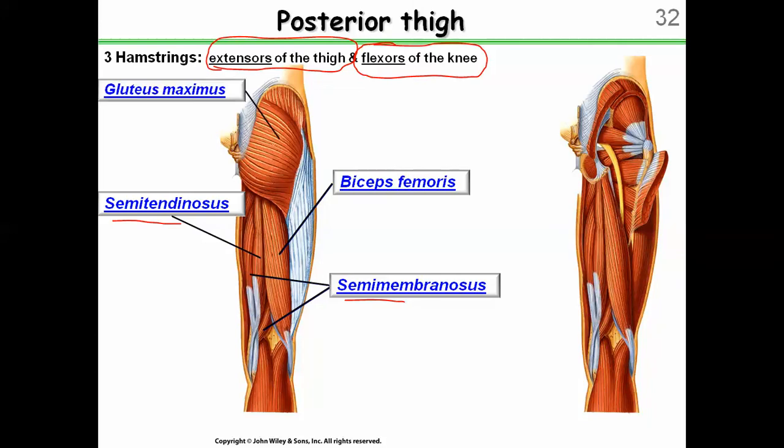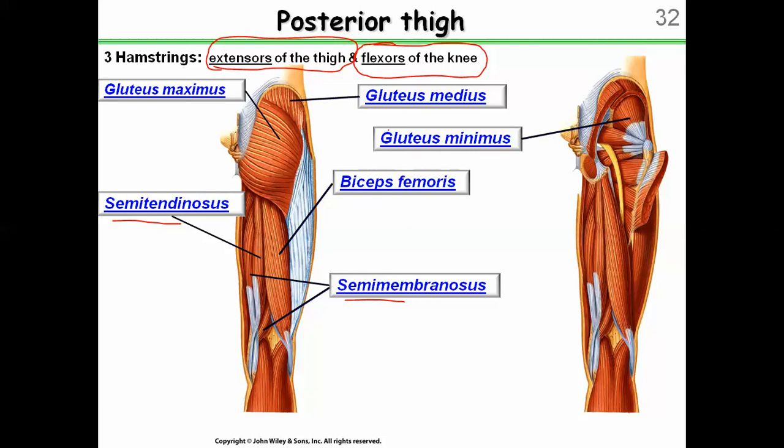The gluteals include the maximus, the large muscle. If we remove the gluteus maximus, we can find the medius. So we see a little bit of the medius superior to the gluteus maximus, but if we took the gluteus maximus off, we would see more of the medius. And then deep to the medius is the minimus. So we have the gluteus maximus, medius, and minimus.